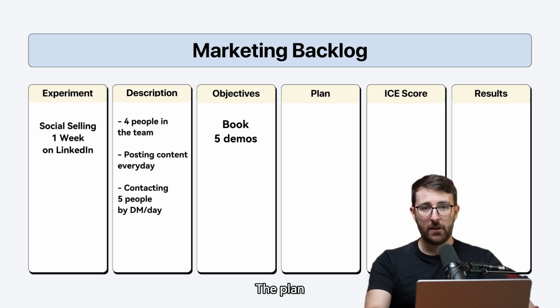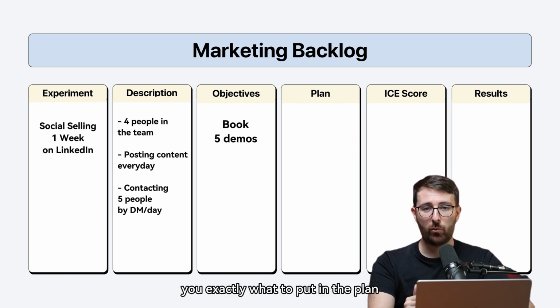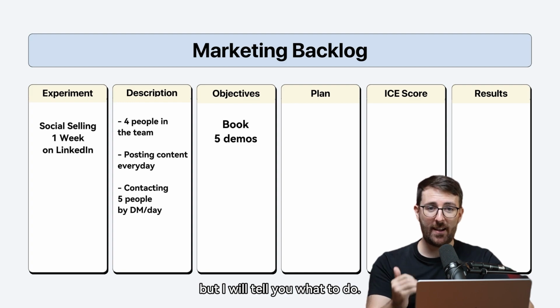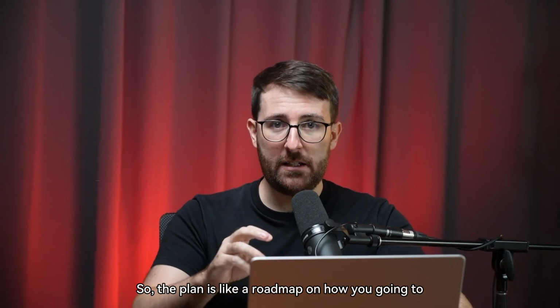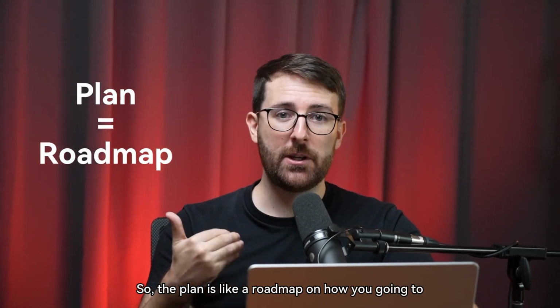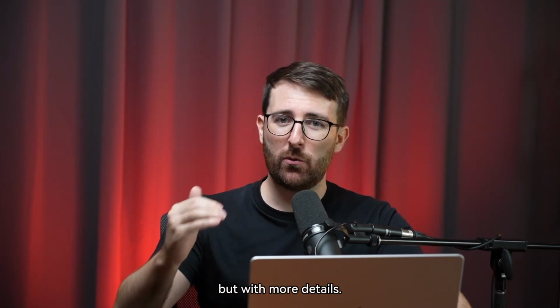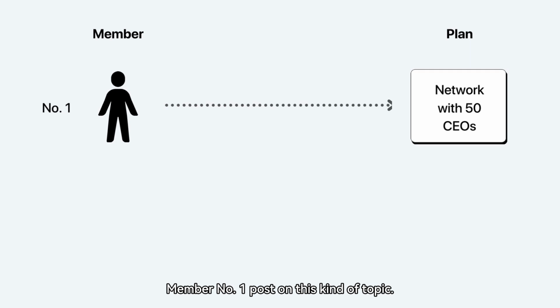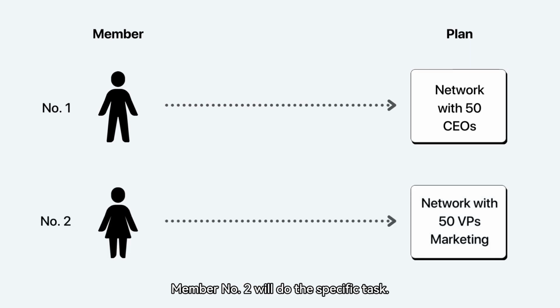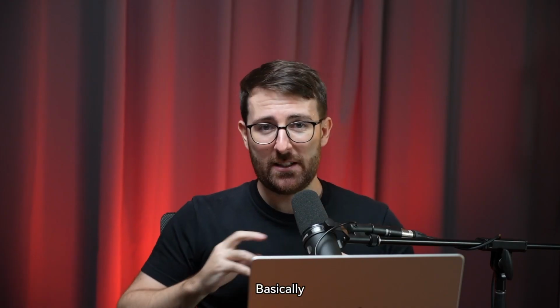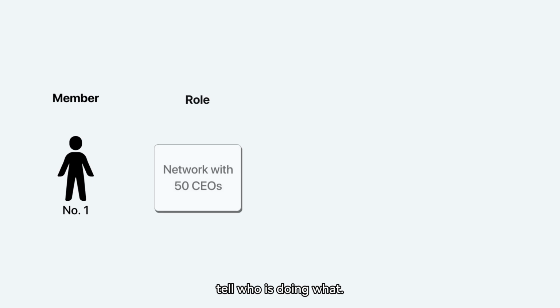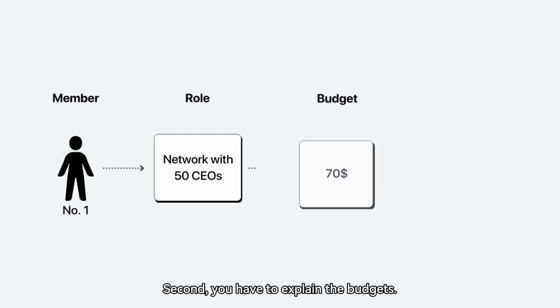Then the plan. Here I'm not going to show you exactly what to put in the plan, but I will tell you what to do. The plan is like a roadmap on how you're going to implement this tactic. So it's basically the description, but with more details. Member number 1 posts on this kind of topic. Member number 2 will do this specific task. So basically you have to first allocate the resources, tell who is doing what. Second, you have to explain the budget.